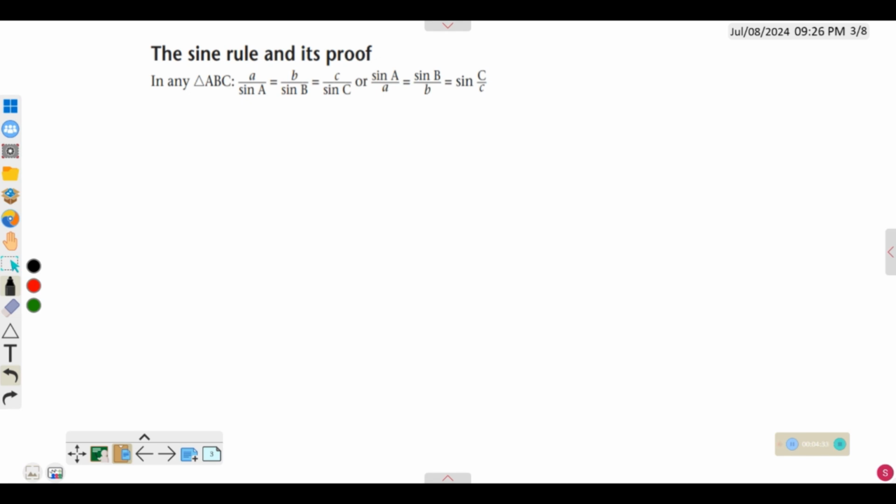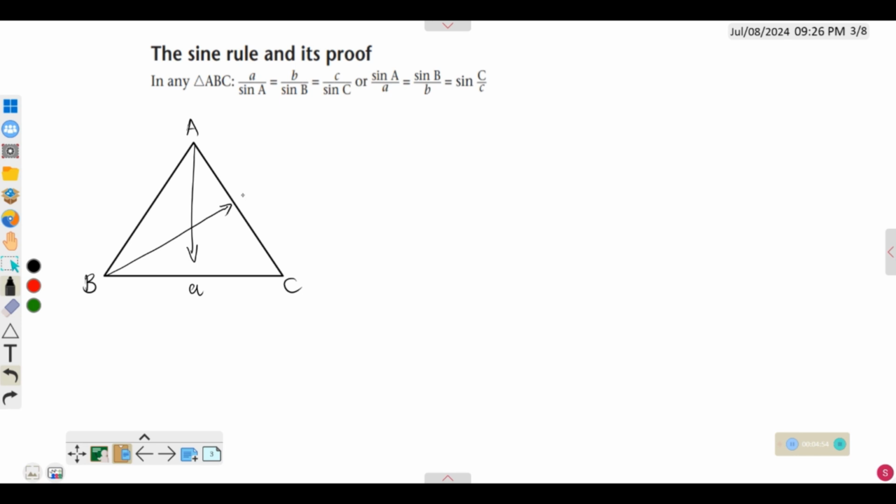According to the sine rule, in any triangle ABC, provided that it's not a right angle triangle. In fact, this applies to all triangles, including right angle triangles. So in any triangle ABC, the side that is opposite A is going to be small a, the side that is opposite B is going to be small b, and the side that is opposite C is going to be small c.